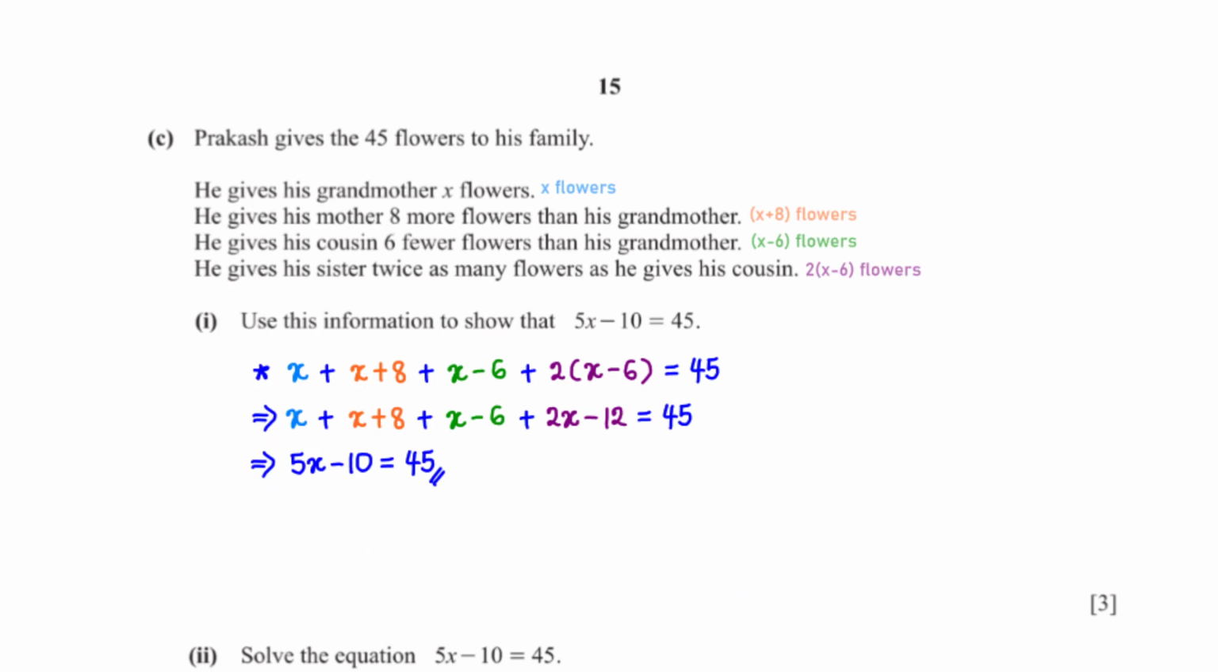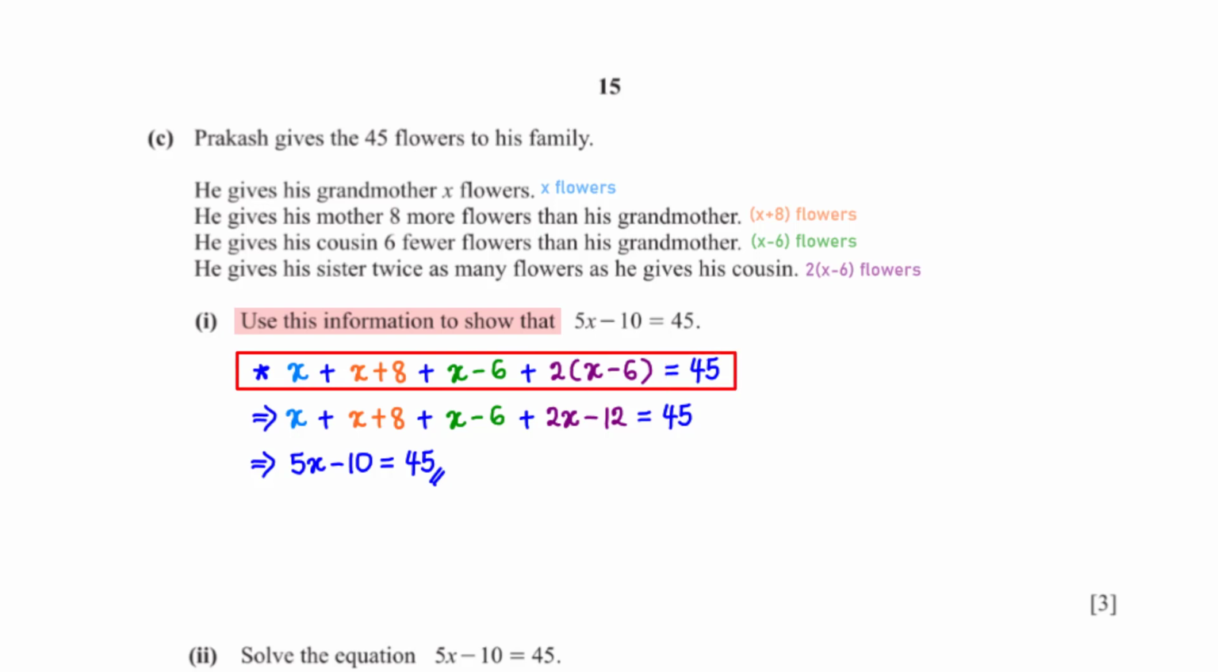Prakash gives the 45 flowers to his family. Use this information to show that 5x minus 10 equals 45. We are told Prakash gives his grandmother x flowers, gives his mother x plus 8 flowers, gives his cousin x minus 6 flowers, and gives his sister 2 times (x minus 6) flowers. When we add up all the flowers he gave out, they must add up to 45.